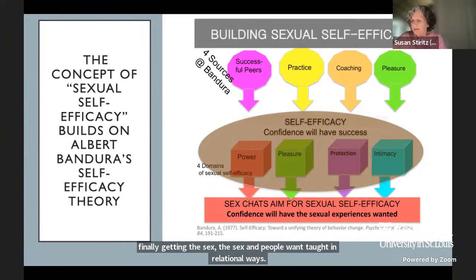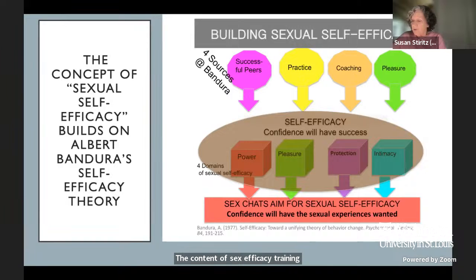The content of sex efficacy training or sex chatting comes from exploring the 4 domains that emerged from my grounded theory of sexual health. I conducted research in 2007 when I was in research methods at the Brown School with undergraduate participants who determined that all things necessary for good sex fall into these 4 categories: power, pleasure, protection, and intimacy.